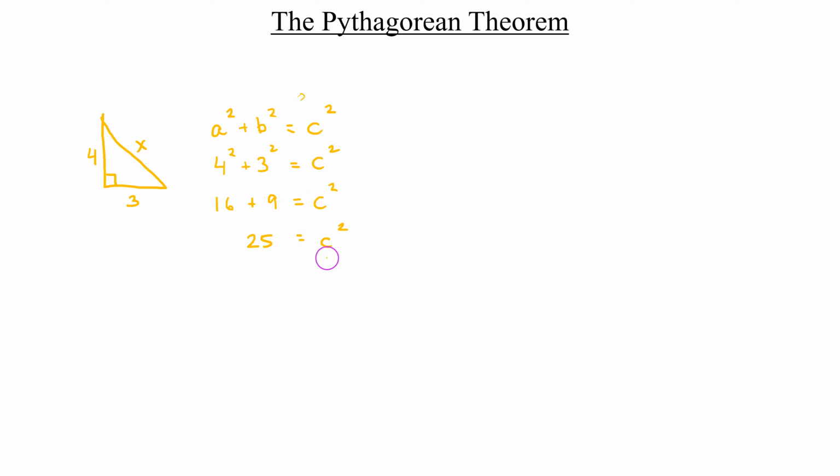We want to get c by itself because that's the hypotenuse, that's what we're being asked to solve for. If we want to undo a square, the way we do that is take a square root. And if we do it to one side, we have to do it to the other. The square root of 25 is 5. So our unknown side, the hypotenuse, has a length of 5. Let's try another example.